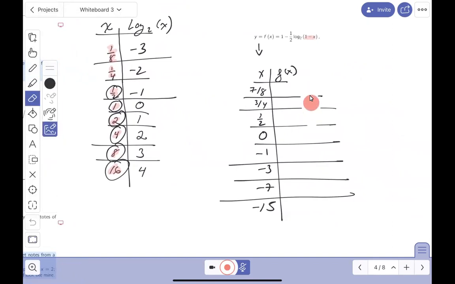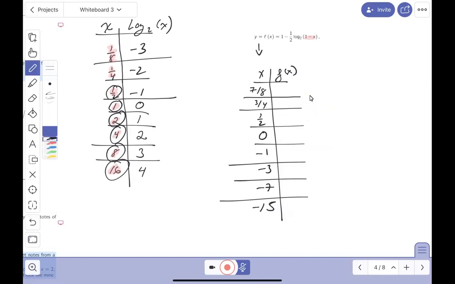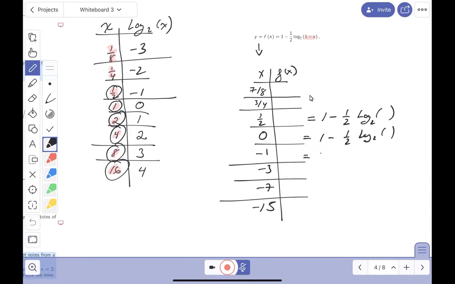And I'm going to start to erase this business over here. And I'm going to write this down for you. And I'm hoping when I write this down, it's easy. If it's not easy, we're doing the wrong thing. It's going to be 1 minus 1/2 log base 2 of something. Every single one is going to look the same to me. And when I say that, the form of it, the numbers are going to change. And why is that? The x's are changing.